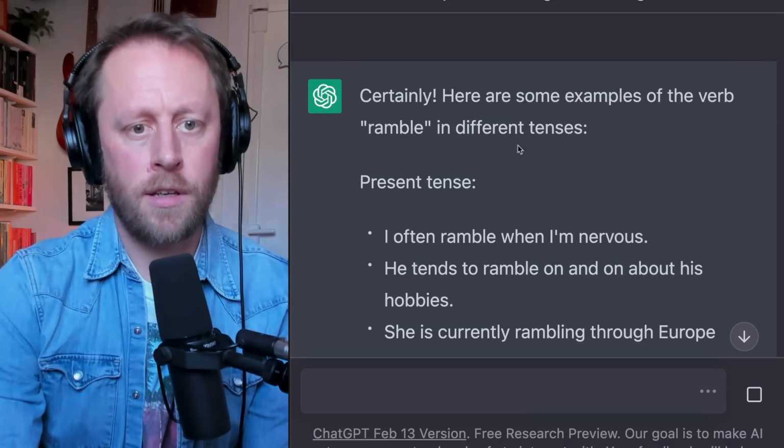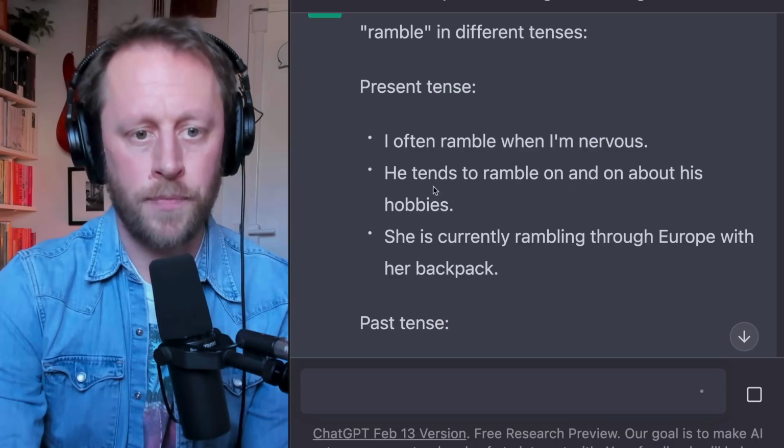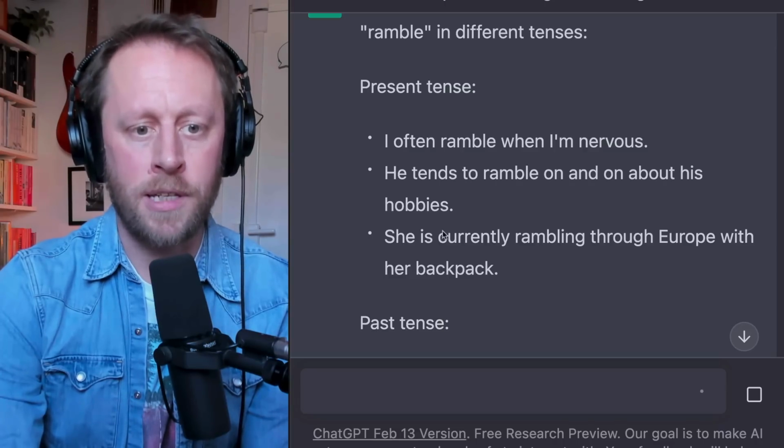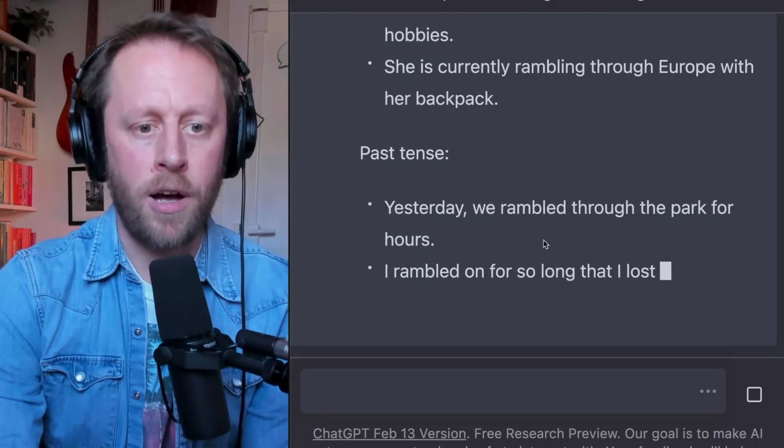So it says this. Here are some examples of the verb ramble in different tenses. I often ramble when I'm nervous. He tends to ramble on and on about his hobbies. She is currently rambling through Europe with her backpack. Past tense. Yesterday we rambled through the park for hours.